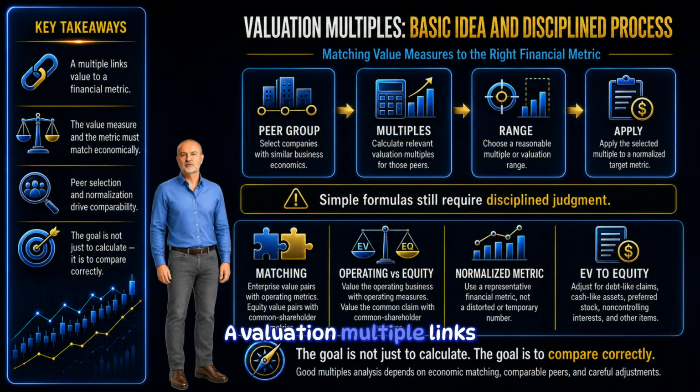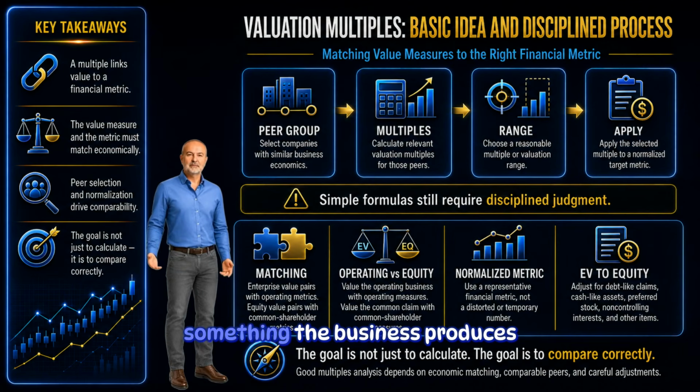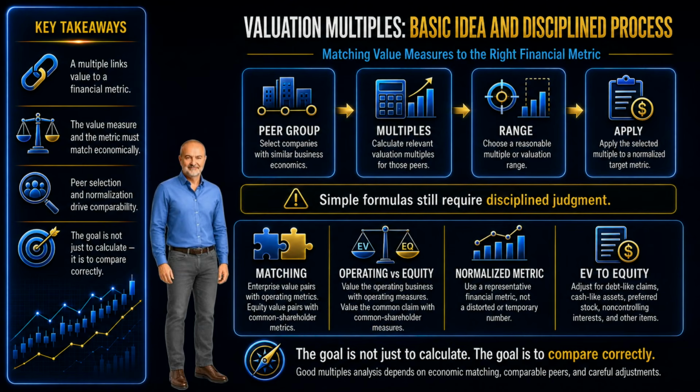A valuation multiple links a measure of value to a financial metric. The goal is to make companies easier to compare. Instead of discussing the full value of a business in isolation, we compare that value with something the business produces or owns. But the value measure and the financial metric must match economically. If we are valuing the operating business, we use operating metrics. If we are valuing the common shareholder's claim, we use metrics available to common shareholders.